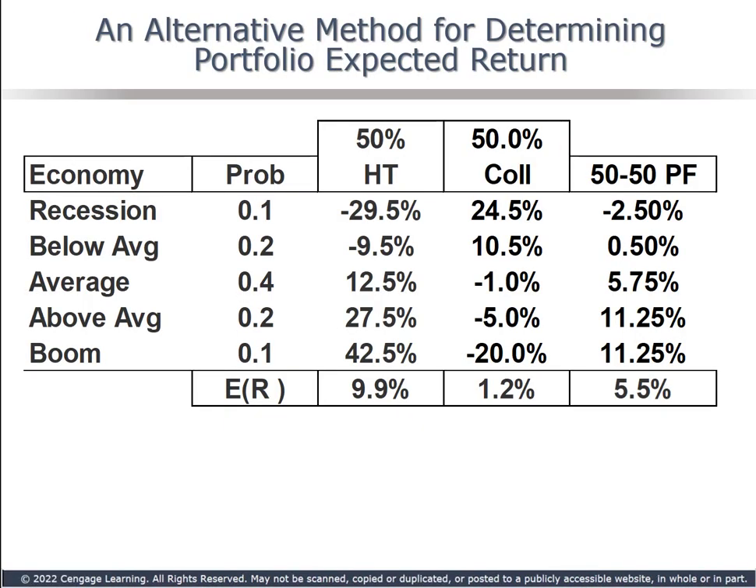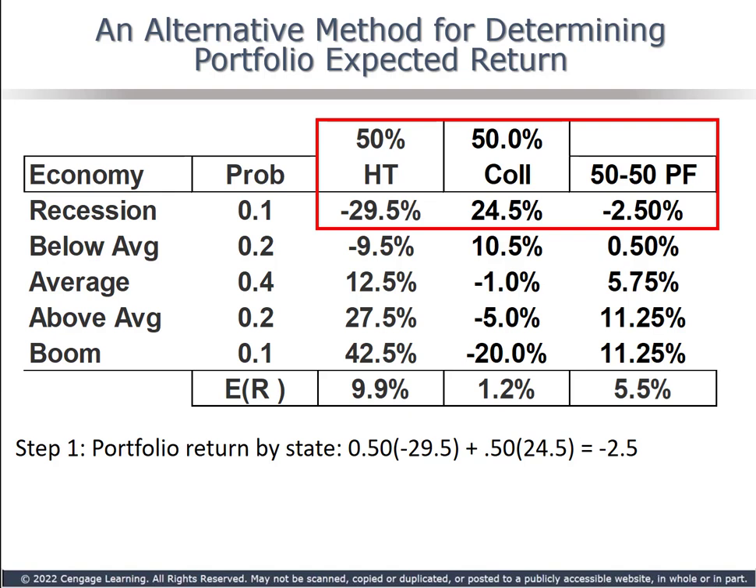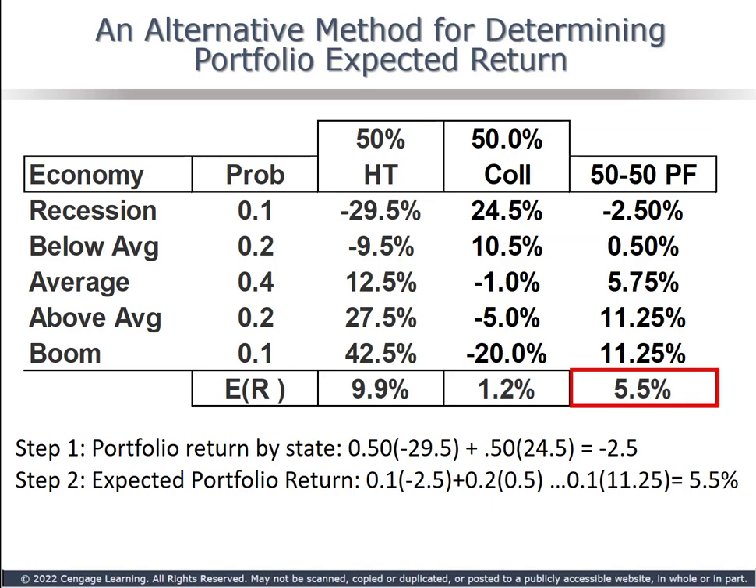Looking at this method step by step. First, we calculate the return during a recession of a portfolio of 50% high-tech, 50% collections. Then repeat that calculation for each state of the economy. Then we multiply those results times the probabilities and sum the results. That's our portfolio return, same as we found with the first method.